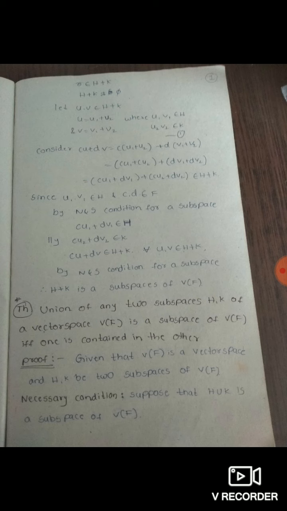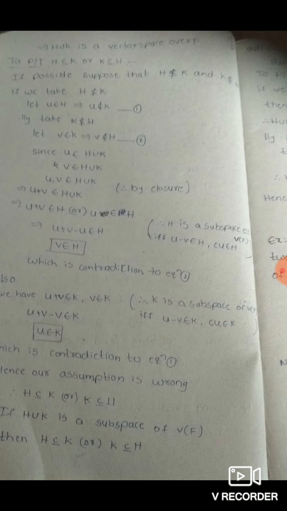First we take the necessary condition. Suppose that H union K is a subspace of V of F. What we have to show in the necessary condition is that one is contained in the other. That means H is a subset or equal to K, or K is a subset or equal to H.